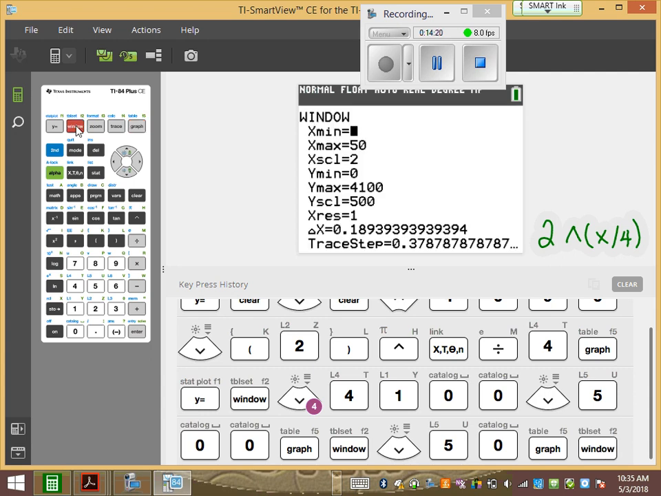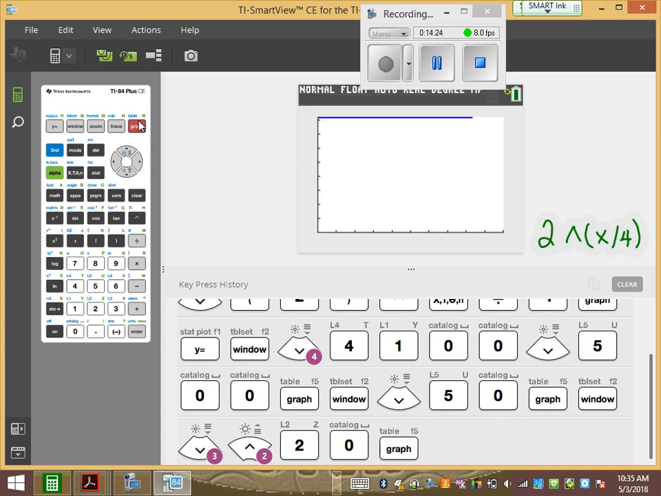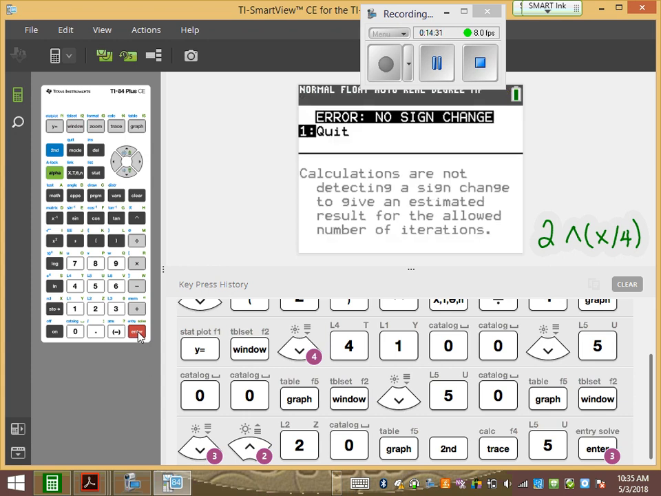I'm going to go to window. I'm going to make my x max be 20, which is wrong. And I'm going to go second, trace, 5, enter, enter, enter. And it says no sign change. Because if my calculator can't see where it crosses, it can't calculate where it crosses. We agree?